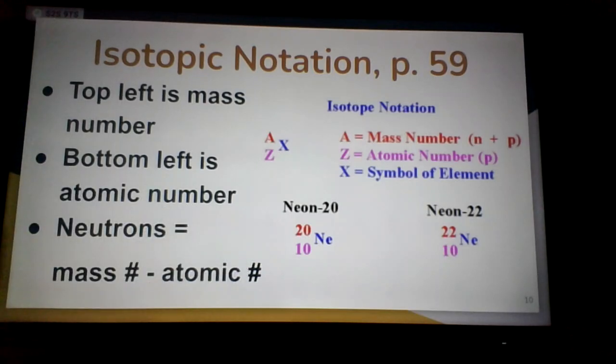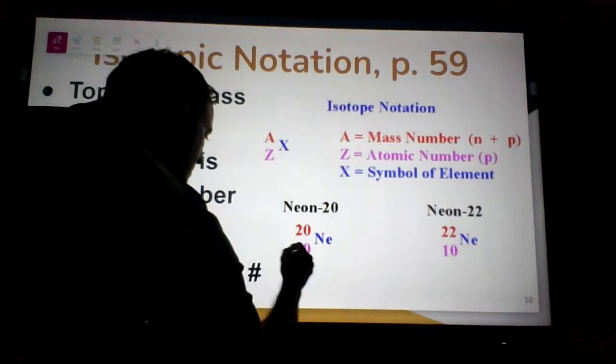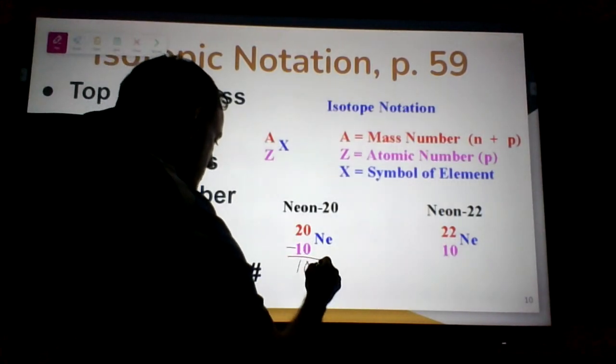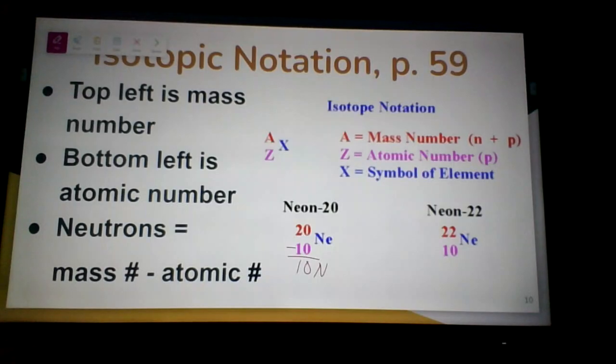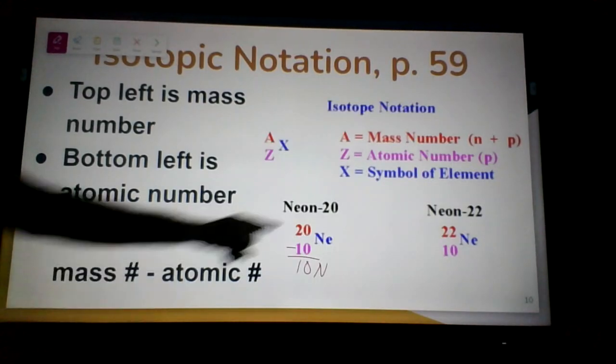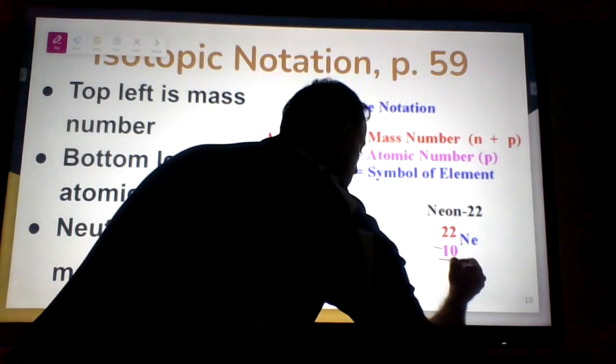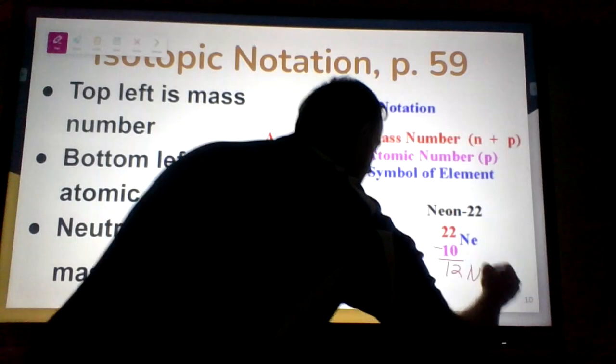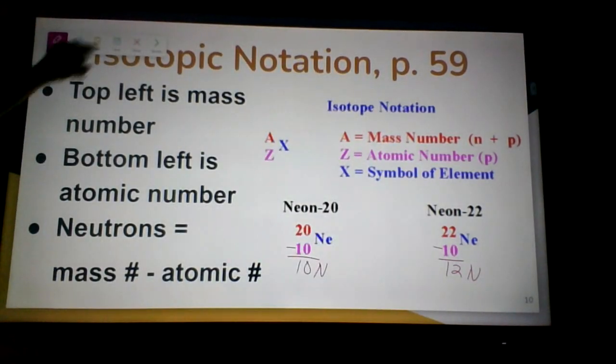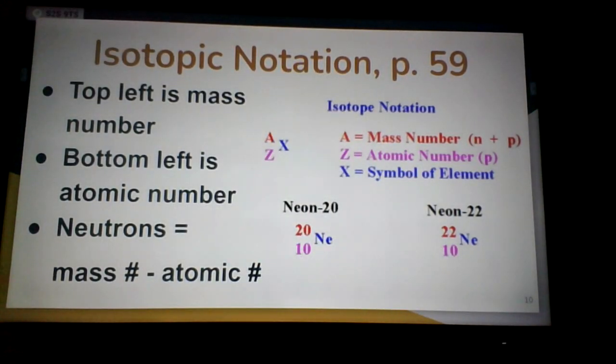So once again, how many neutrons does neon 20 have? That's a perfectly legitimate test question. All you have to do is this. Set it up like a little kid subtraction, and neon 20 has 10 neutrons. Neon 22, do the subtraction. Neon 22 has 12 neutrons. That's really all there is to it. Ready?